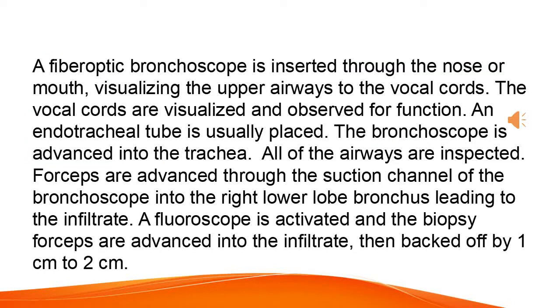A fiber optic bronchoscope is inserted through the nose or mouth, visualizing the upper airways to the vocal cords. The vocal cords are visualized and observed for function. An endotracheal tube is usually placed. The bronchoscope is advanced into the trachea. All of the airways are inspected. Forceps are advanced through the suction channel of the bronchoscope into the right lower lobe bronchus leading to the infiltrate. A fluoroscope is activated and the biopsy forceps are advanced into the infiltrate, then backed off by 1 cm to 2 cm.